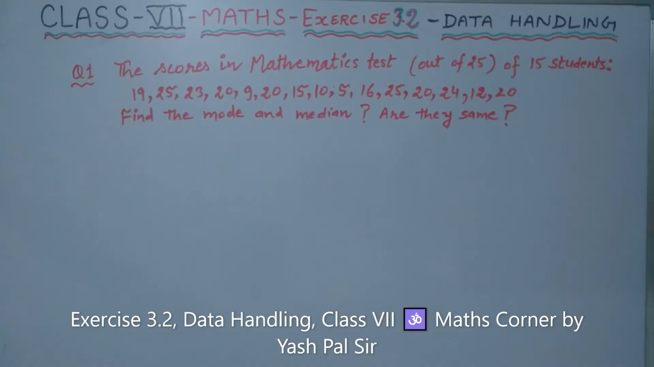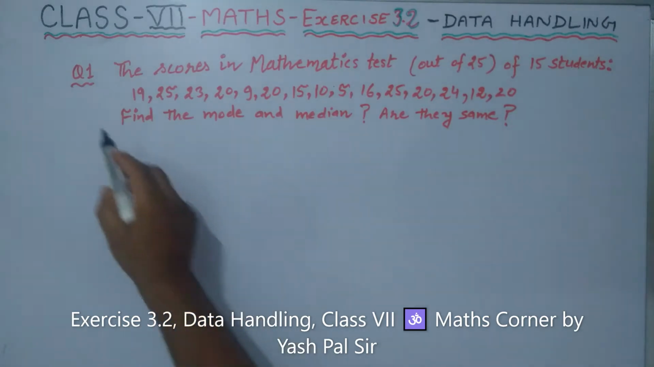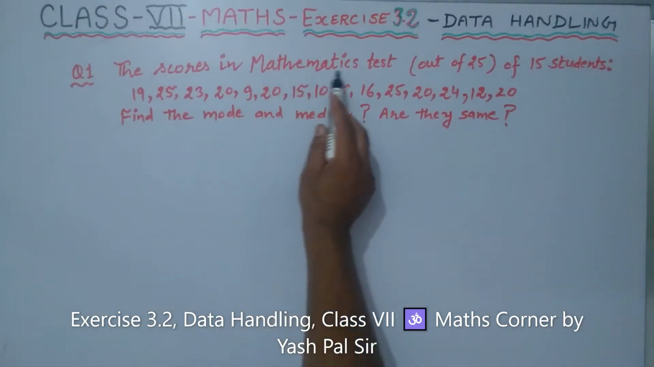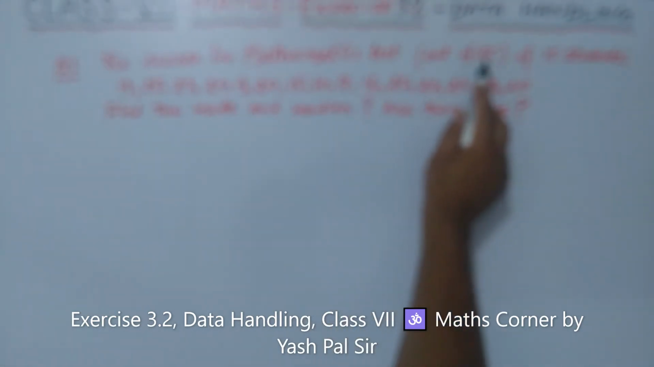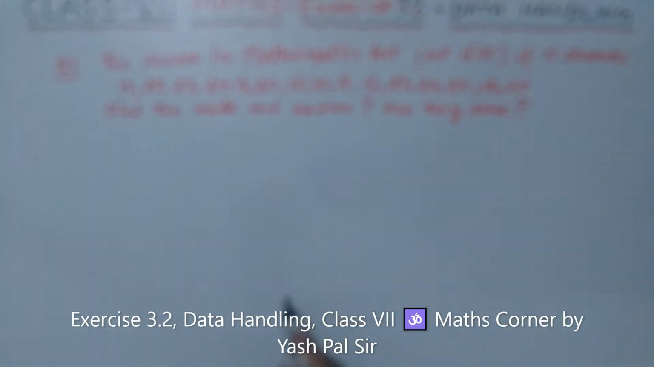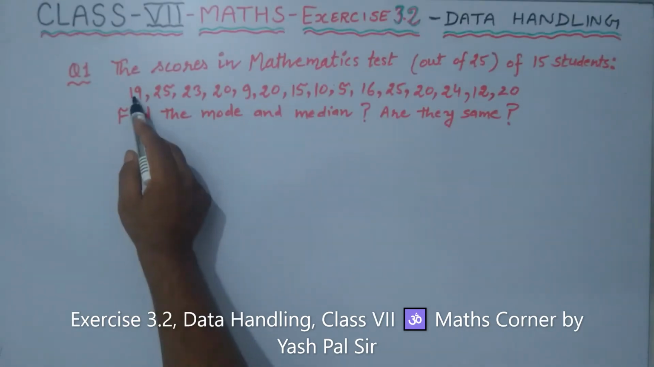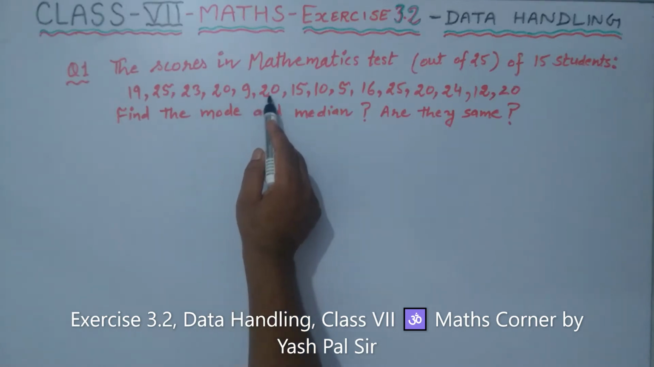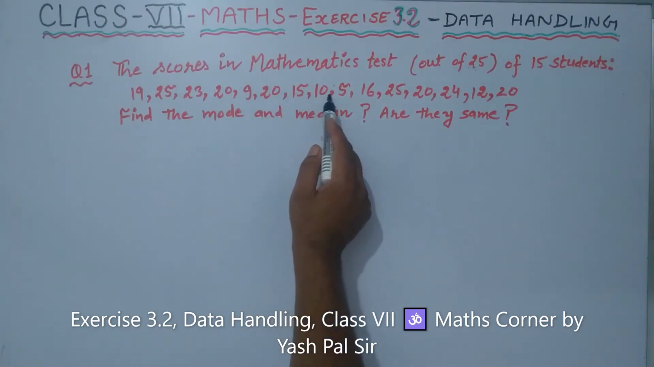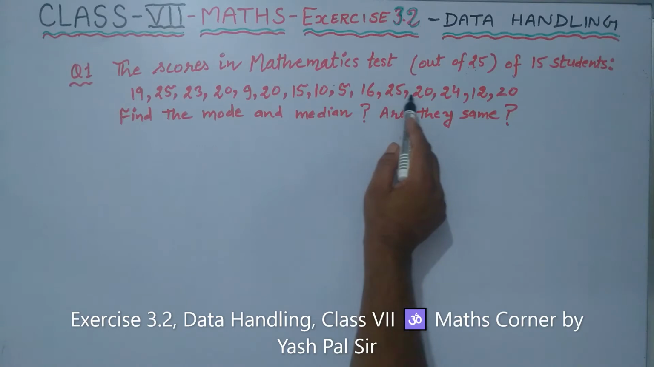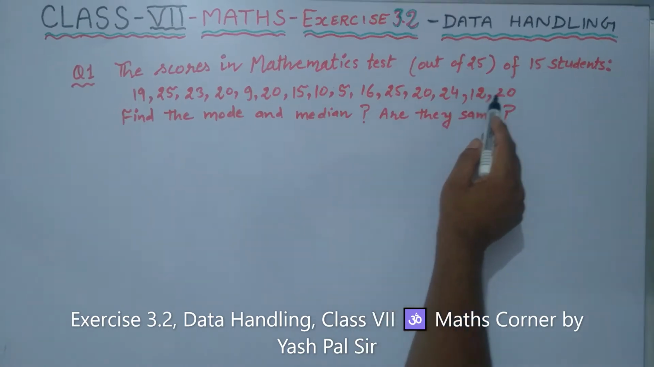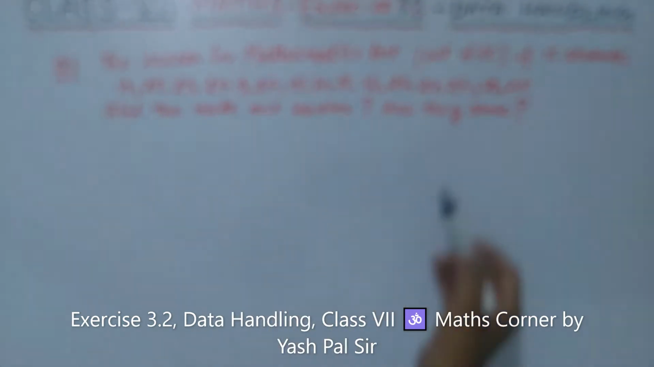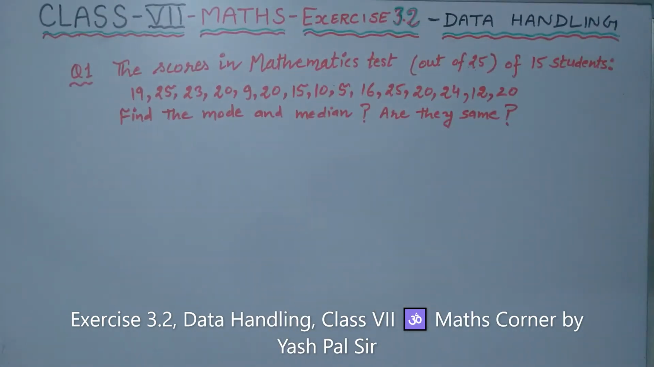So 2 is the mode in this question. Okay, now coming to question number 1 of the exercise. The scores in a mathematics test out of 25 of 15 students are given as follows: 19, 25, 23, 20, 9, 20, 15, 10, 5, 16, 25, 20, 24, 12, 20. Find the mode and median. Are they same? This is the question.